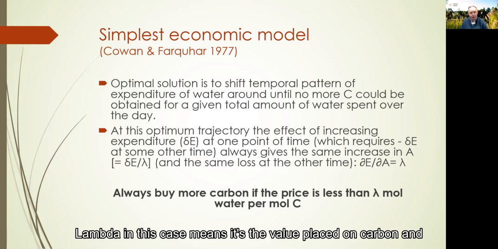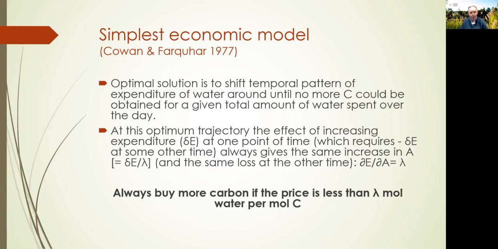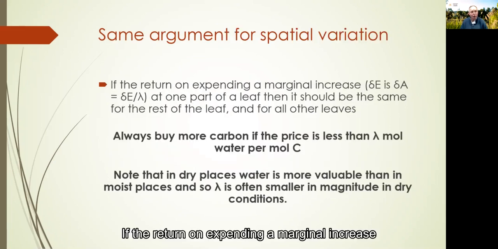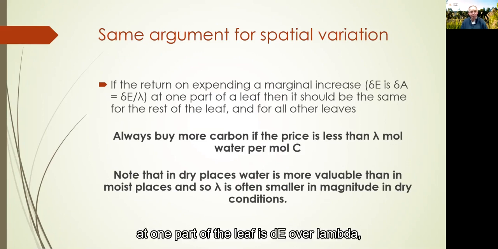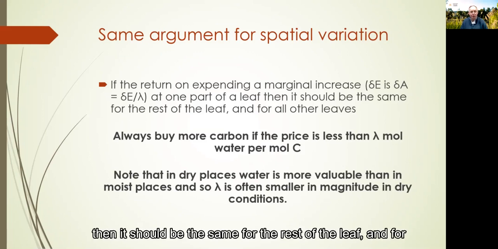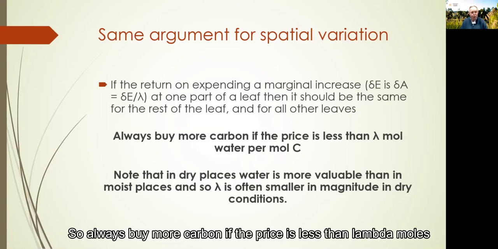Lambda in this case means the value placed on carbon and water. So always buy more carbon if the price is less than lambda moles of water per mole of carbon. If the return on expending a marginal increase at one part of a leaf is delta E over lambda, then it should be the same for the rest of the leaf and for all the other leaves on the same plant. So always buy more carbon if the price is less than lambda moles of water per mole of carbon.